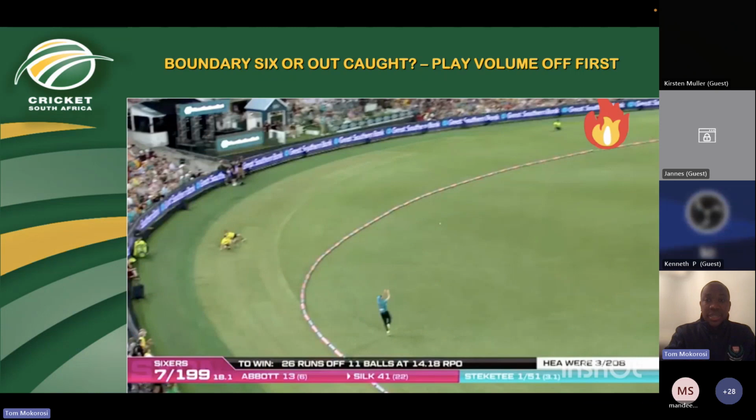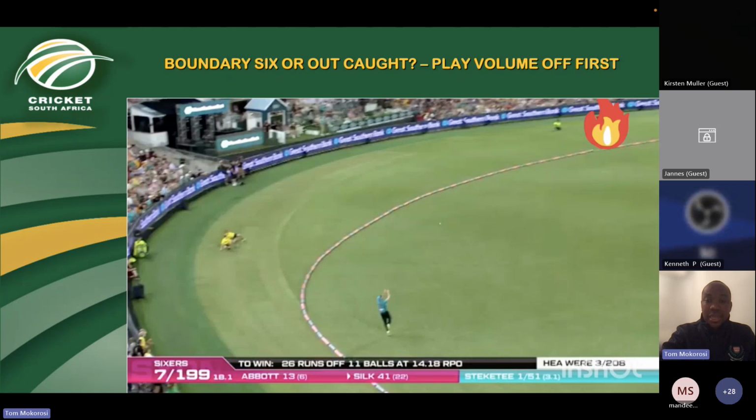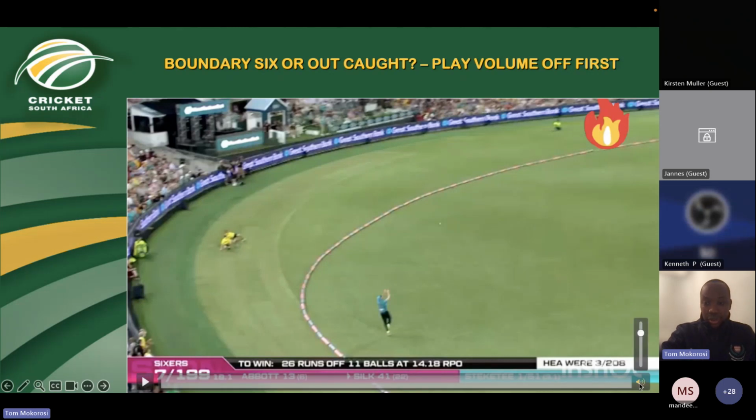Right, so let's have a look at a catch or a boundary 6 that raised a lot of debate in the BBL in Australia last Australian summer. I'm going to play it without sound, and as it plays a couple of times, I want you in the chat box to decide, is it a boundary 6 or is the striker out caught? Here we go. Abdullah, there will be no sound for the first time that I play it.